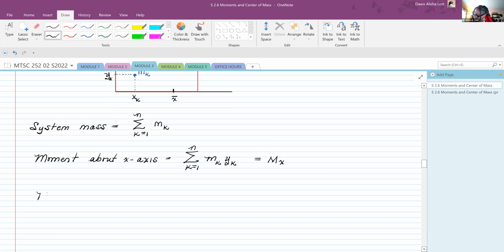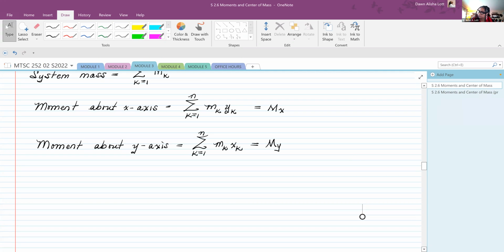Then the moment about the y-axis, well, this is the sum of k equal 1 to n of the masses and how far they are from the y-axis, which is xk. And we call this My.